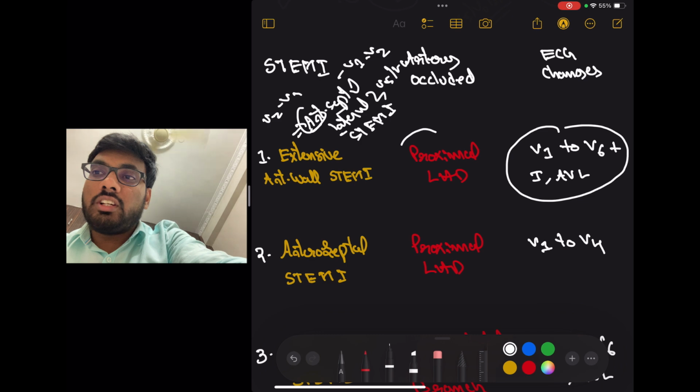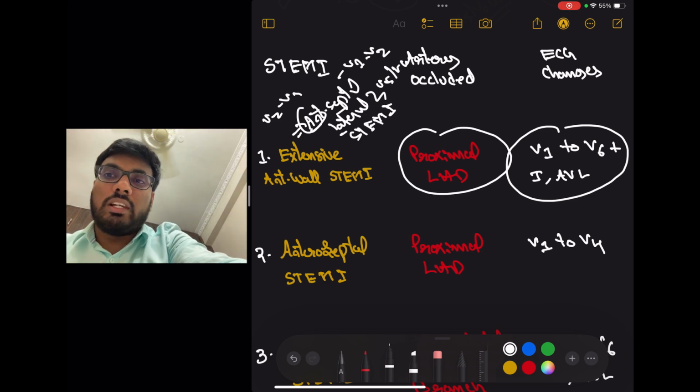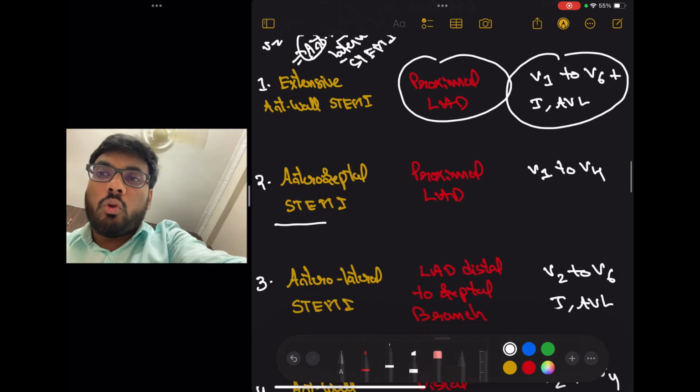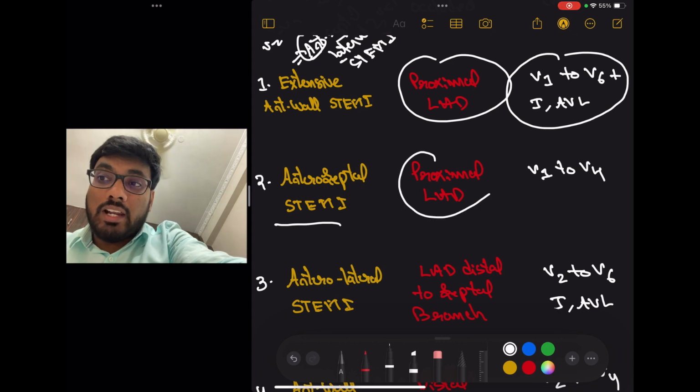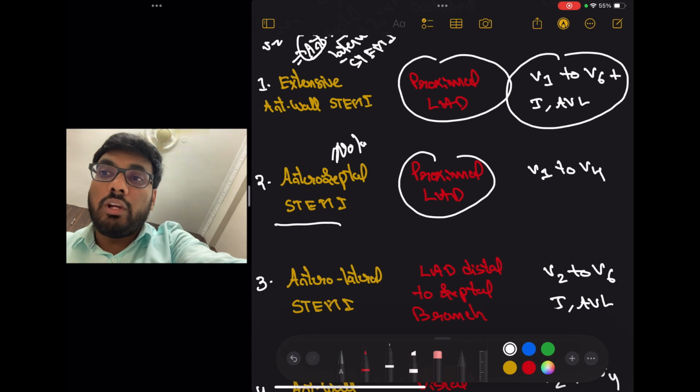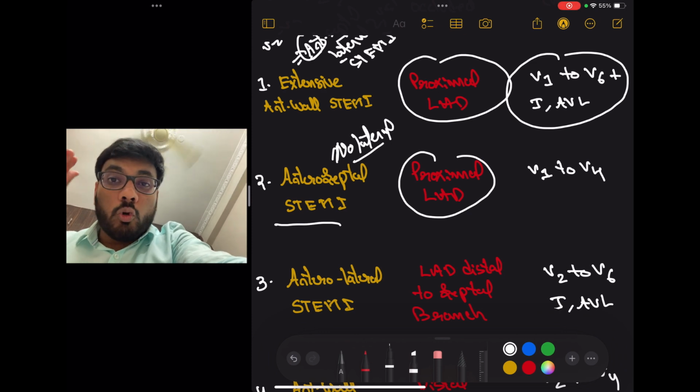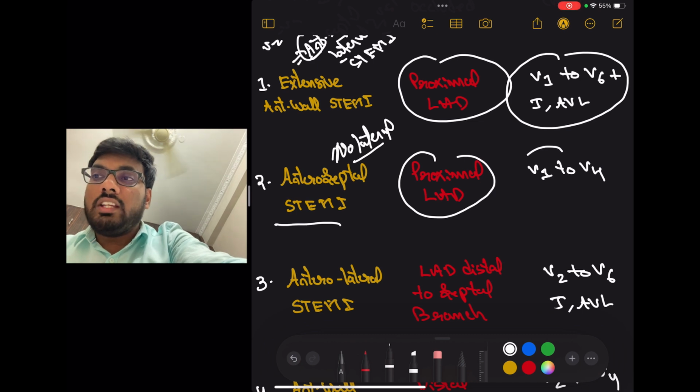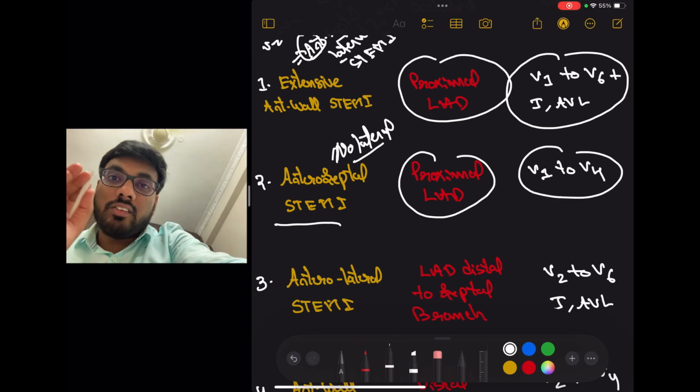What is the site of occlusion? LAD only, but where is the site? Proximal LAD. Okay, what is anteroseptal, by the way? It is also proximal LAD only, but here there is no lateral wall involvement. Why is there no lateral wall involvement? Because of collateral circulation from the diagonal branch and from the obtuse marginal, which is a branch of the LCX. That's why the lateral wall here is spared. Therefore, we get ECG changes only in the anterior and septal leads, that is V1 to V4 only.